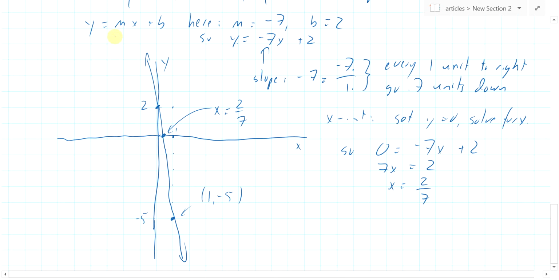And again, that's pretty much all you need to know about a line. So y equals mx plus b, very useful formula, slope, y-intercept. We'll see how to calculate the slope in the next video.